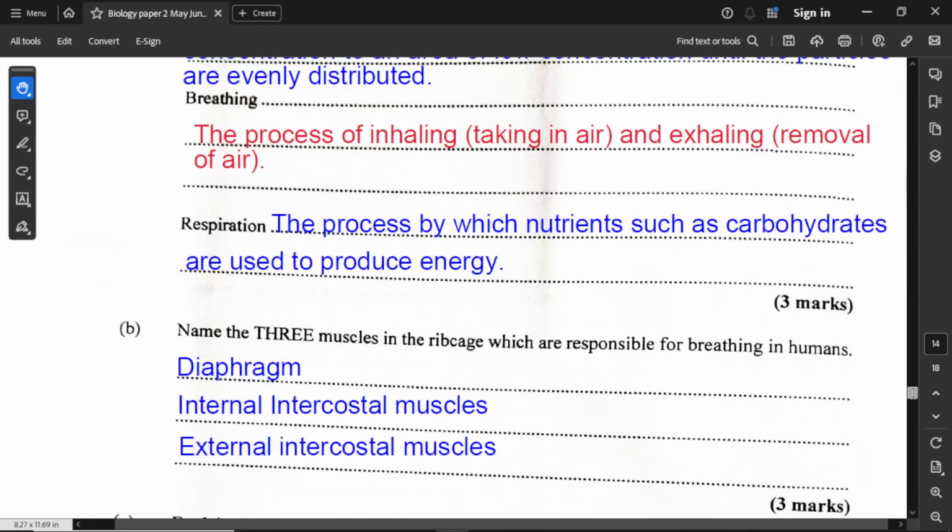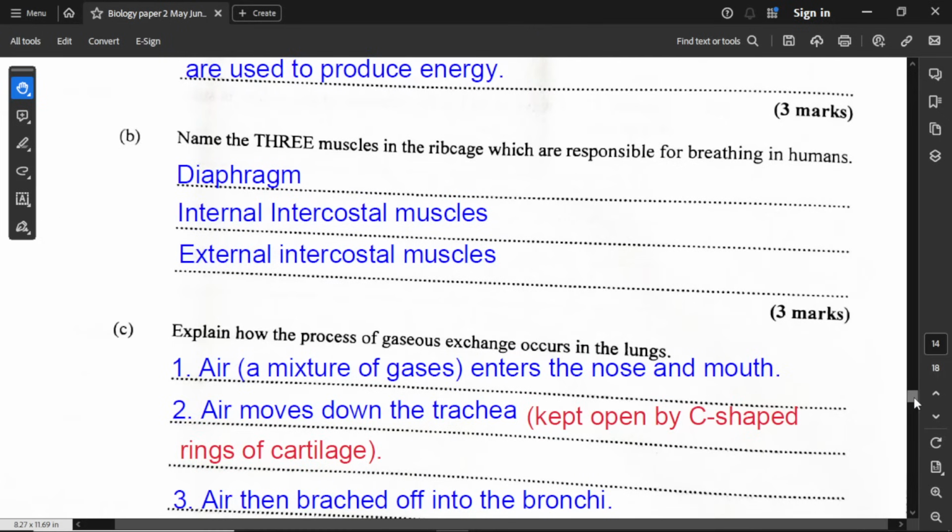Now, the next part of the question is part B. It said name the 3 muscles in the rib cage which are responsible for breathing in humans. Typically, you have the diaphragm, and you have intercostal muscles. It doesn't make mention here, but you have the internal intercostal muscles and external intercostal muscles. If you go to the CAPE level, you might also learn about innermost intercostal muscles, so you actually have 3 intercostal muscles. But for this question, the diaphragm, internal intercostal, and external intercostal are sufficient for this level.